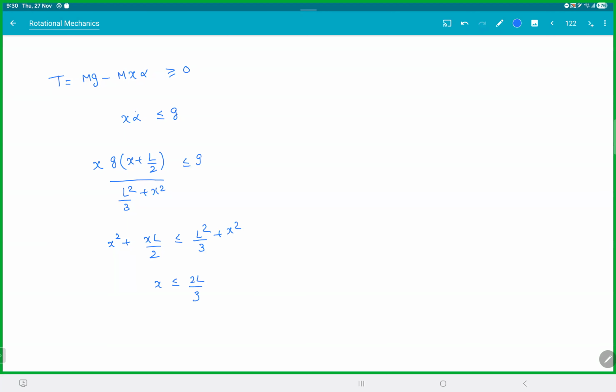So there is a condition. What happens is, if x is greater than 2L by 3, just look at the rod. If you remember the first question which we derived, when this point is going with alpha, which is 3g by 2L, there is a particular point on the rod which is at a distance of 2L by 3. This point is going with an acceleration g. Means after this point, all the other points are going faster than g, isn't it? All the points in this region go faster than g.